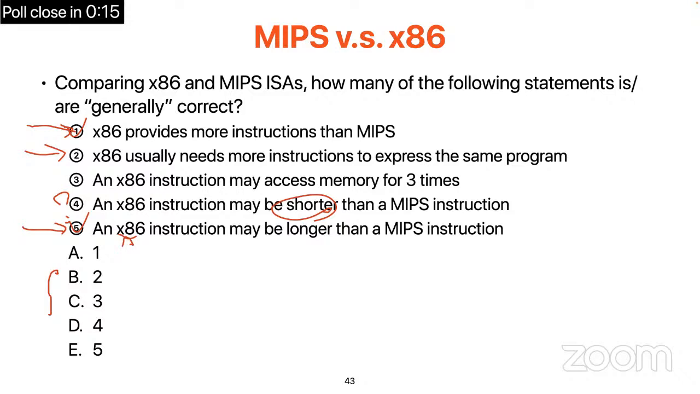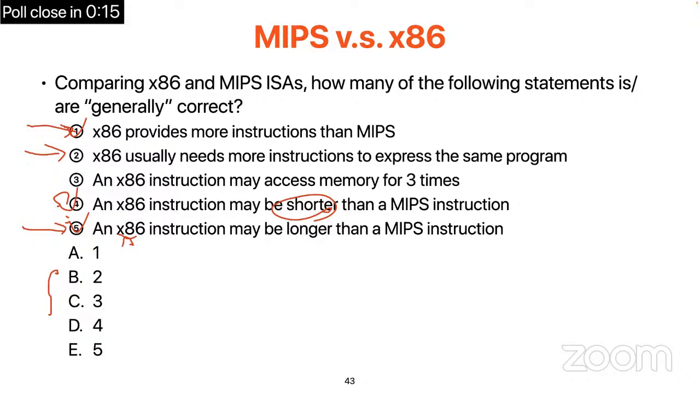So it looks very contradictory, but both answers 4 and 5 are correct in that an x86 instruction may be longer. If you have a really complex subtraction instruction, it would take 6 bytes to encode. And it may be as short as 1 byte, in which case it will be shorter than a MIPS instruction. However, for MIPS, every one is 4 bytes long.